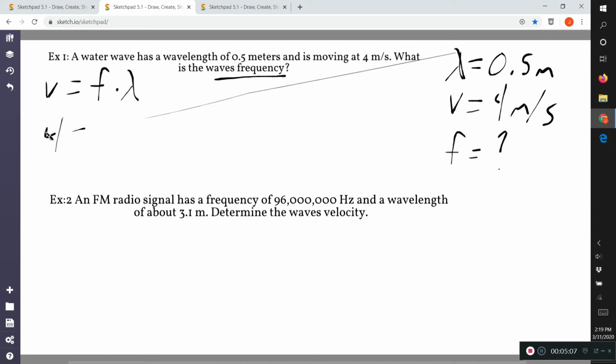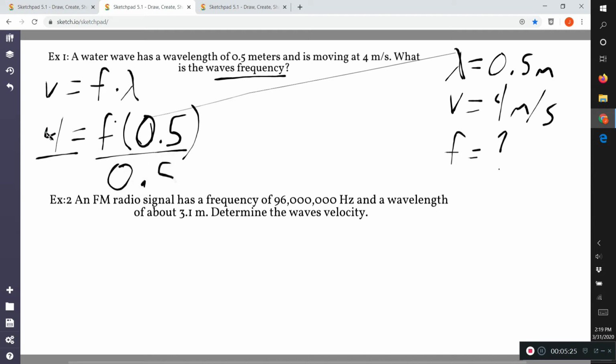4 meters per second for velocity. Frequency we don't know. And lambda is 0.5 meters. We divide both sides by 0.5, just like every algebra equation we've done like this. And we're going to get that our frequency is equal to 8.